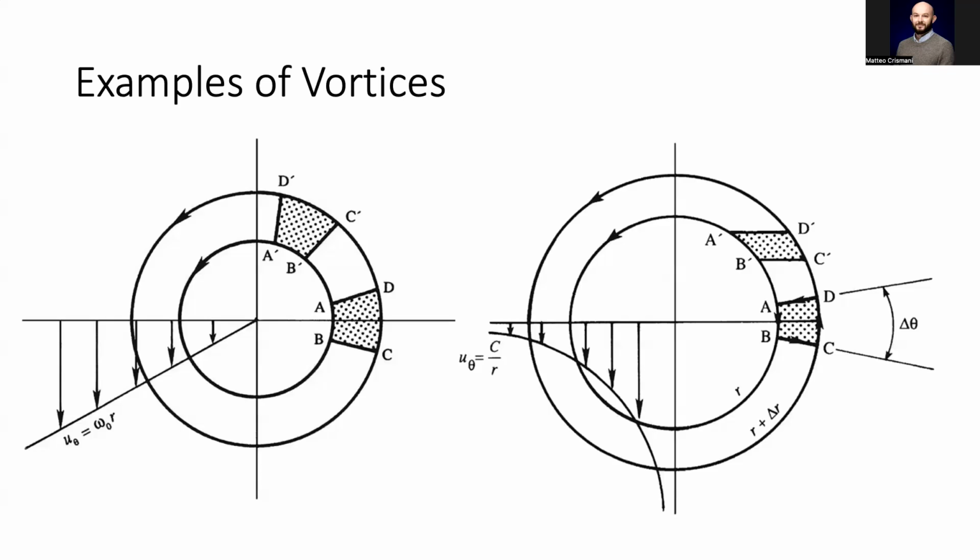Go back to the appendix of the book, in cylindrical coordinates. By the way, here's all your identities too, if you want them. So, here's your vorticity.